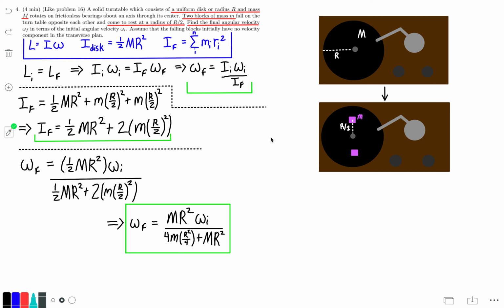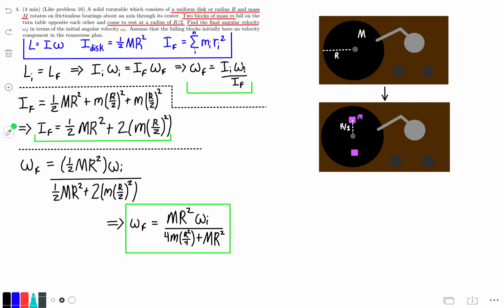Hello everyone, today we're going to be talking about Physics 252 Week 2 Video Explainer problem number 4. In this problem, we are asked to find the angular velocity of a turntable after two masses fall on it.